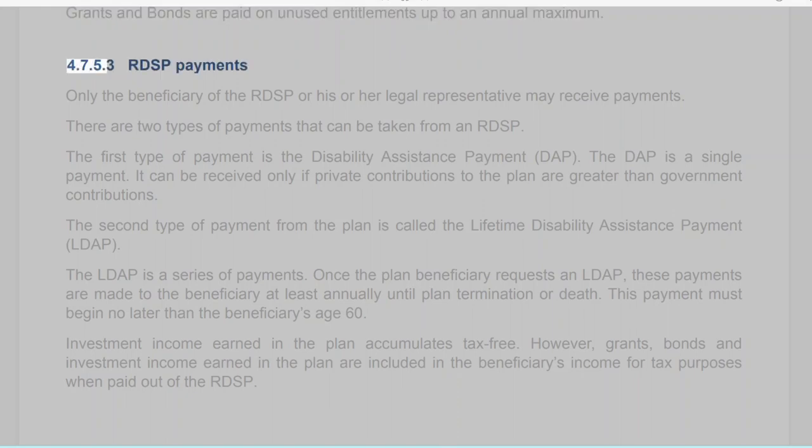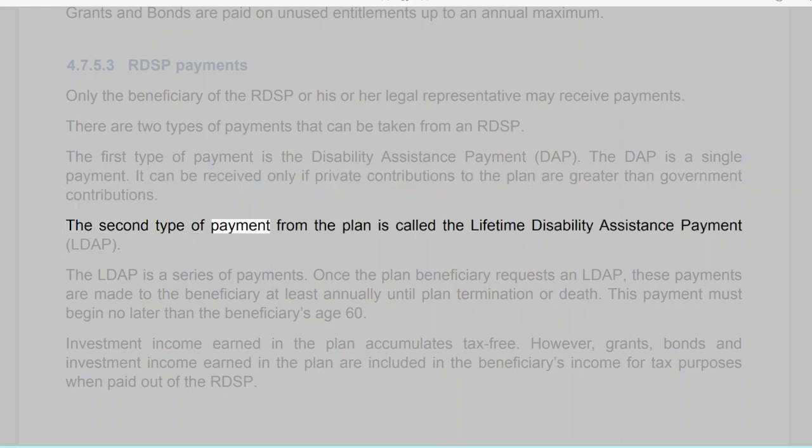4.7.5.3 RDSP payments. Only the beneficiary of the RDSP or his or her legal representative may receive payments. There are two types of payments that can be taken from an RDSP. The first type of payment is the Disability Assistance Payment, DAP. The DAP is a single payment. It can be received only if private contributions to the plan are greater than government contributions.